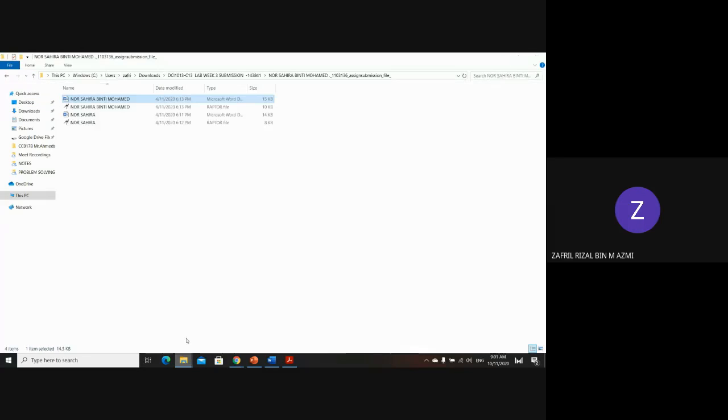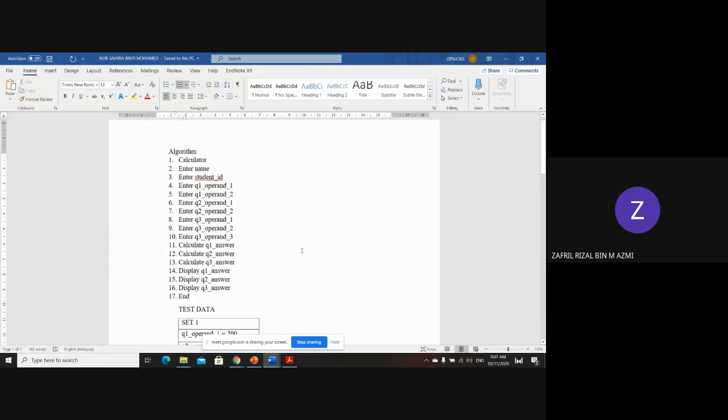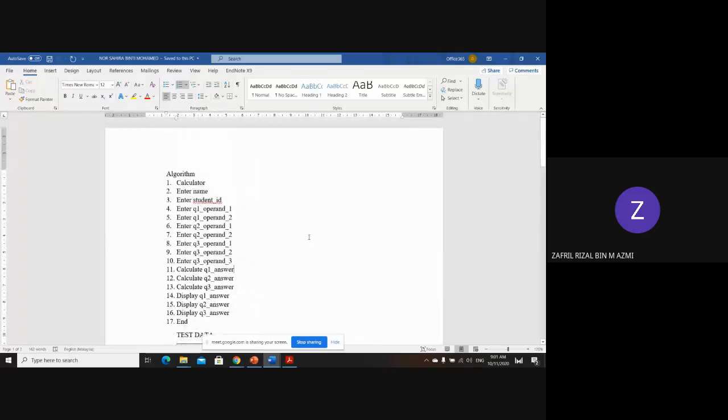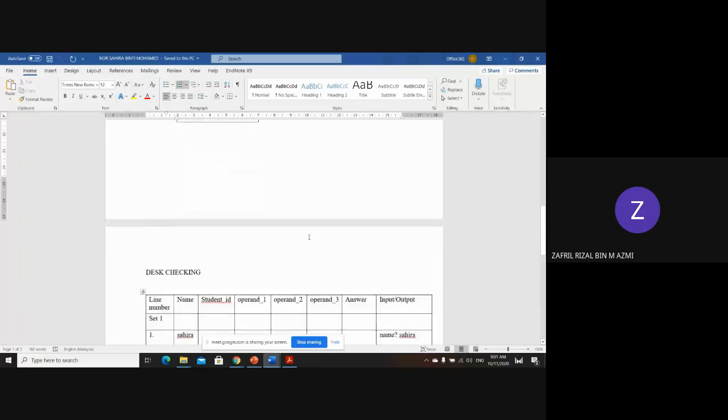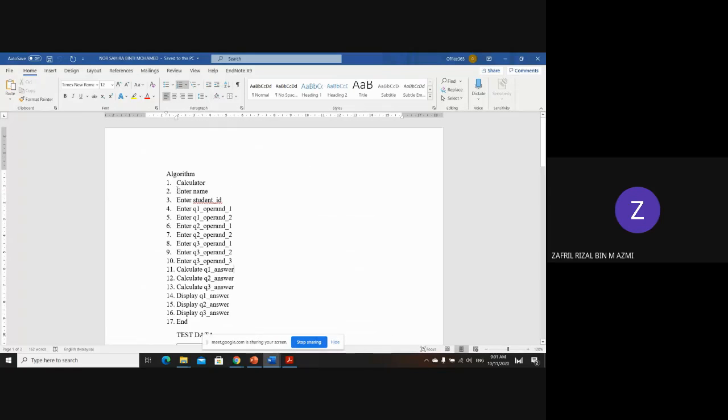Okay, this one I think is from C13 Nur Syahira. So this is what I've been asking you to do. First you need to construct the algorithm and just check. For this question, the operand, this one is correct. So this is the algorithm: enter name, enter ID, enter operand, and then calculate the answer, display the answer.